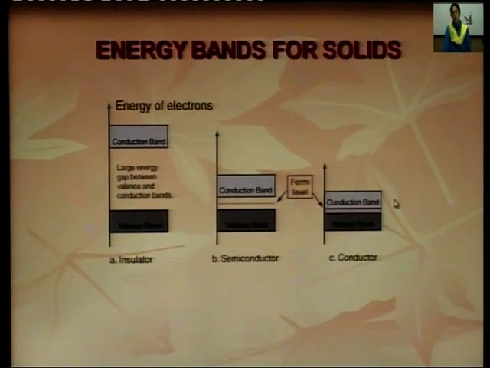Conductors are good conductors of electricity. Insulators are bad conductors of electricity, because this energy gap is very high and it is very difficult for electrons to jump from valence band to conduction band. And semiconductors lie in between conductors and insulators.